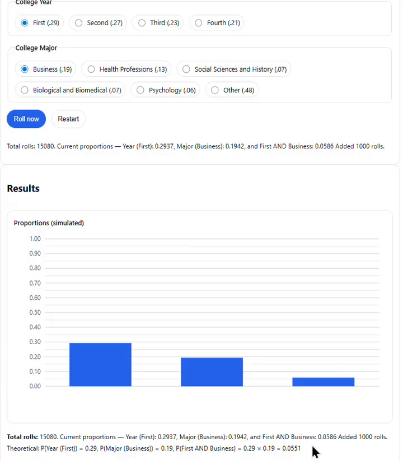So our current proportion for both the person being first year and business that we observed is 0.0586, and the expected was 0.0551. Pretty good, pretty close to being right on the nose.